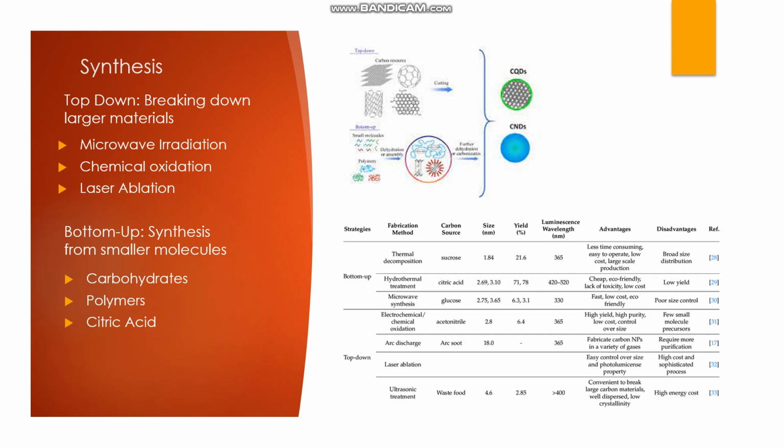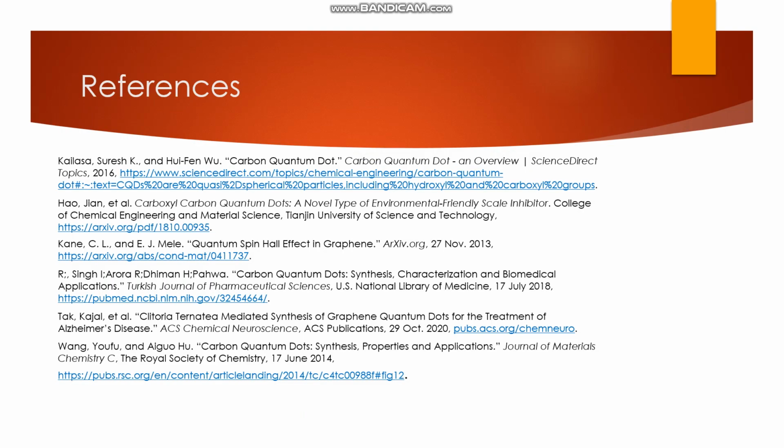One of them is the top-down method, which is breaking down larger materials through microwave irradiation, chemical oxidation, and laser ablation, where they take large sheets of typically graphene and introduce purposeful impurities, which is typically nitric acid and water. And then once these impurities spread out to an even size, they consistently can cut down with the irradiation the graphene into regularly shaped carbon quantum dots. And then there's bottom-up methods, which is synthesis from smaller molecules such as carbohydrates, polymers, and citric acid, which was used in the 2016 study on desalination, previously mentioned.